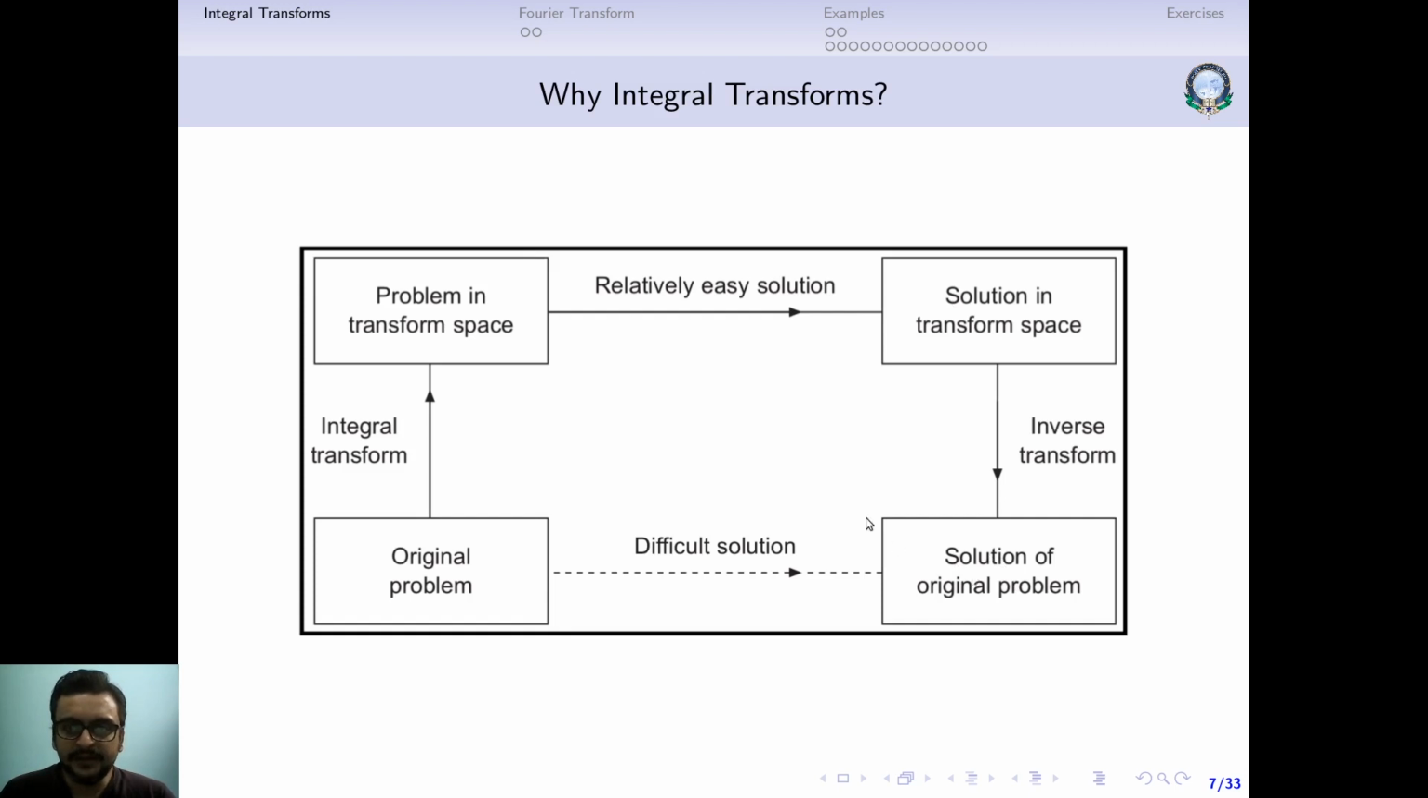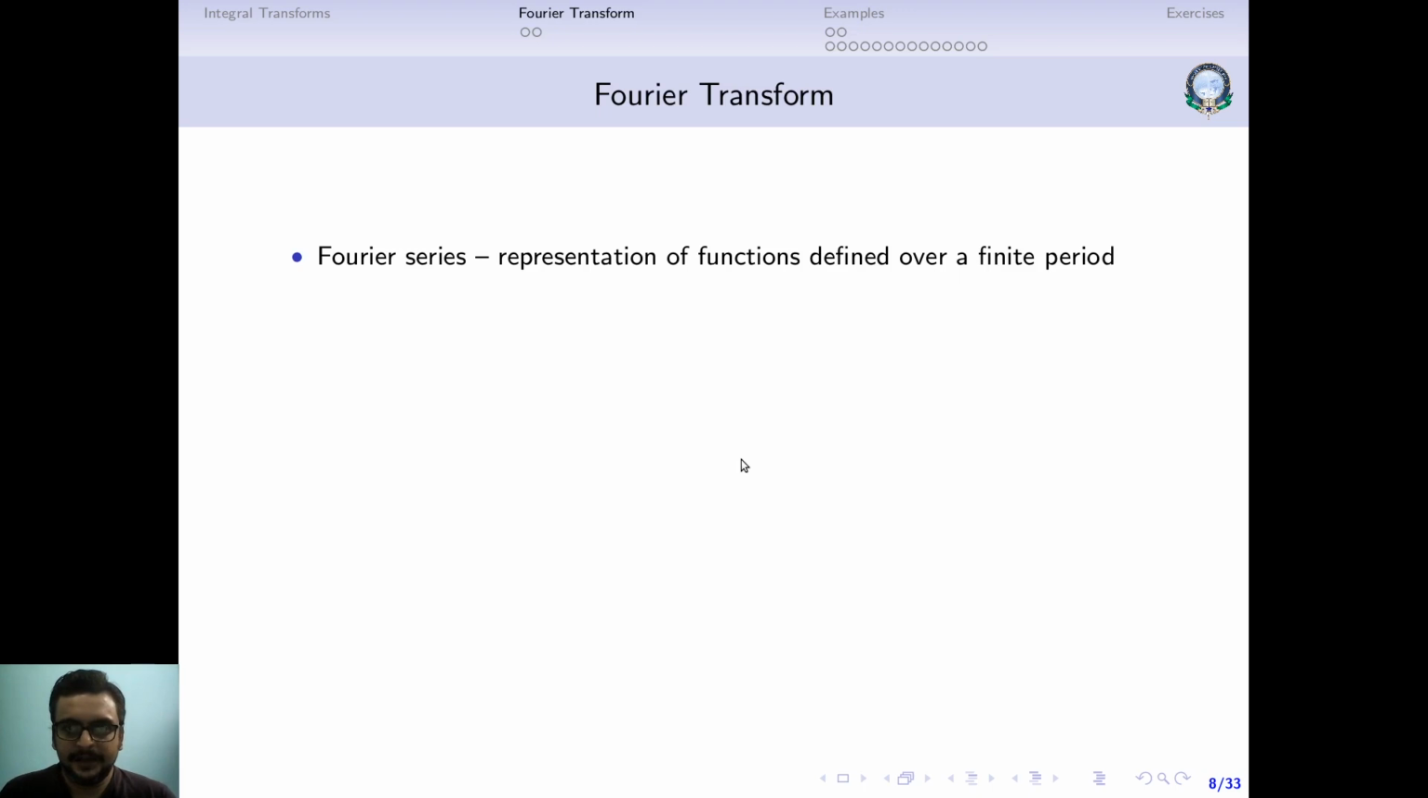We have done something of this sort in your previous semester when we did this modeling in your Scilab laboratory, where we had modeled different differential equations using Xcos. So over there we basically used this application of integral transform without you even realizing it. Okay, so coming to the topic at hand, which is the Fourier transform.